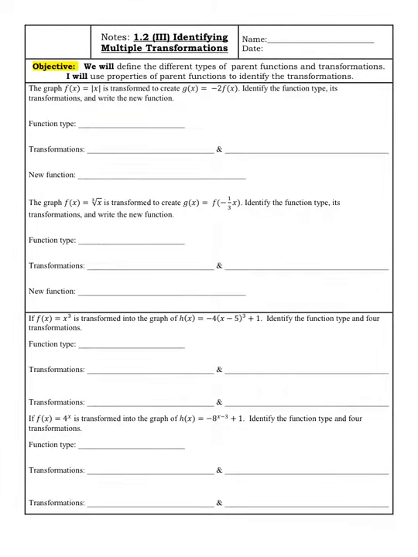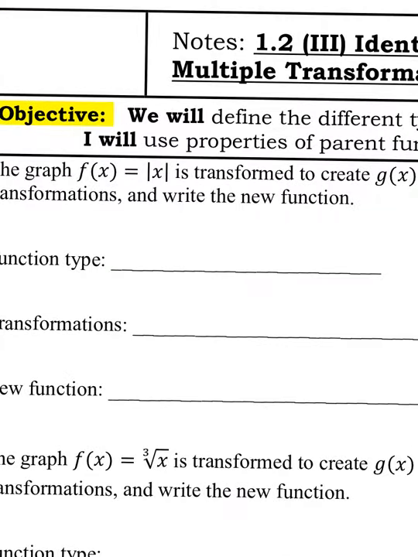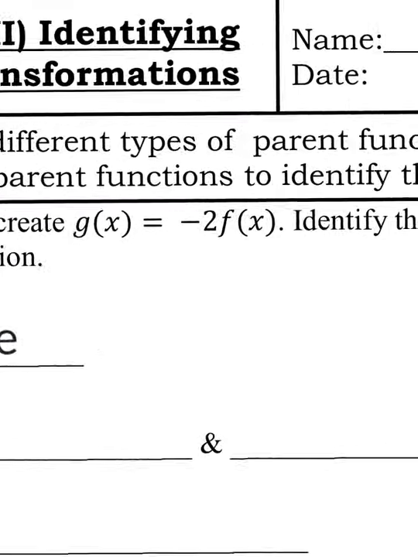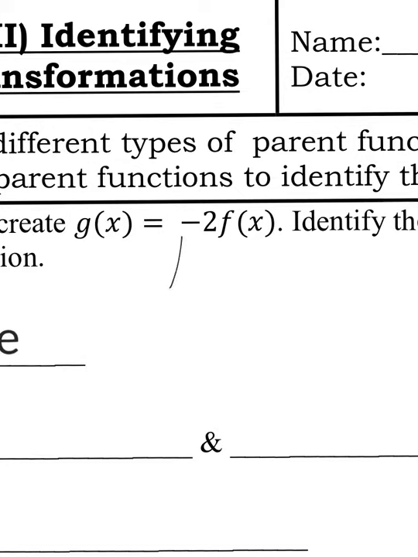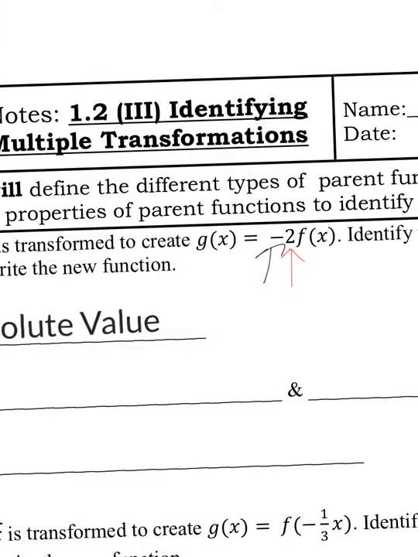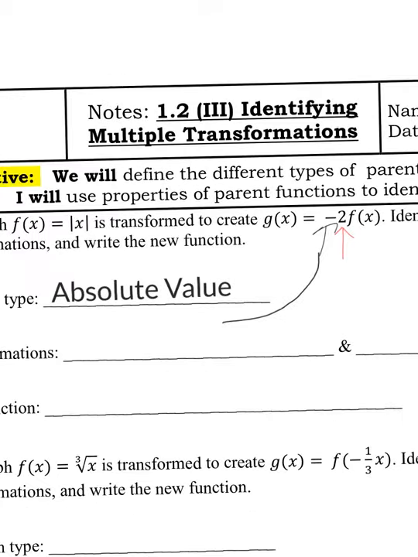So the function type, I read it as absolute value of x. You're going to say absolute value. Okay, and then they threw out two transformations. I have a negative, and then I have the 2. So the negative is going to do what? In the last videos, I outlined what negatives on the outside do. So by definition, if you see a negative on the outside, it's going to reflect it on the x-axis.